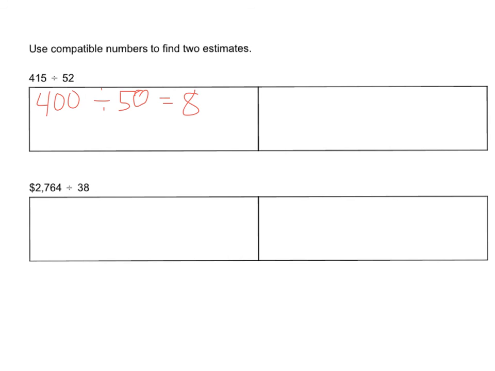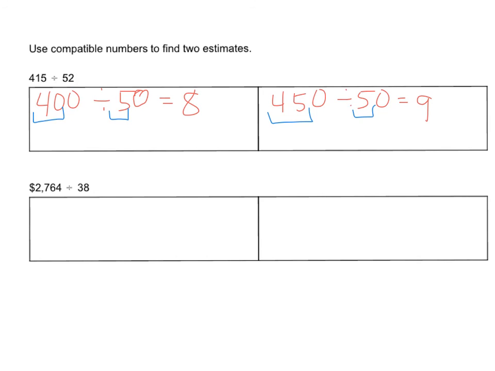I could also pretty nicely round up my 415 to 450 and divide that by 50 also, and that would give me 9. Notice that I'm looking right here to get nice numbers to work with. This is when it is really handy to know your multiplication facts and to be very familiar with those. Know them off the top of your head. So I want these to be easy. I don't want to have to figure out a whole new problem. These should be ones that I know just off the top of my head.